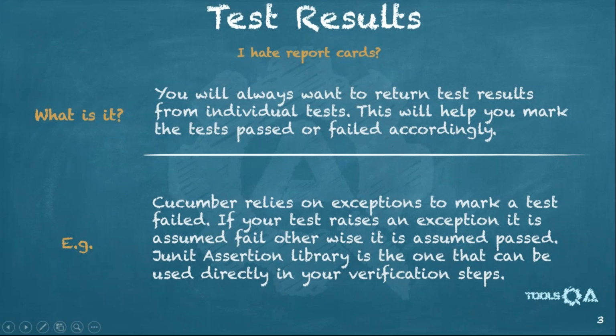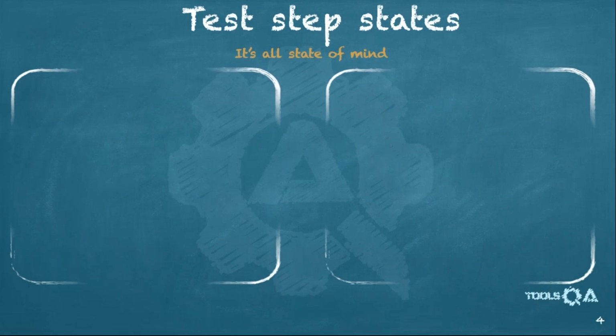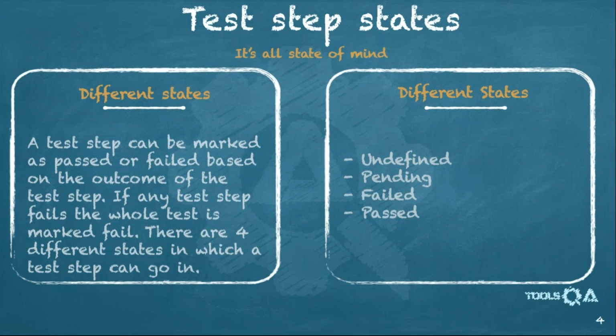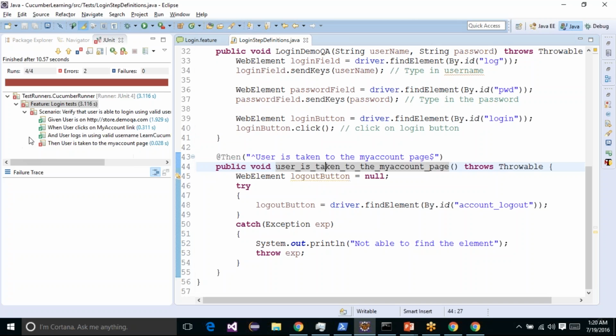Now, I hope that was quite clear. Let me just quickly move on to the next slide. The next slide talks about test step states. So what are the different states that a test step can be in? We just saw that a test step can either be pass or fail. These are the two test states. Then there are 2 more test states.